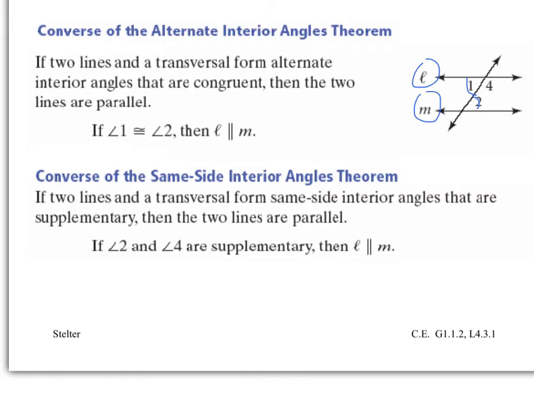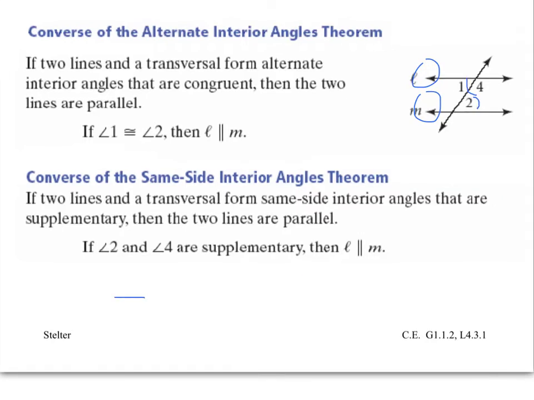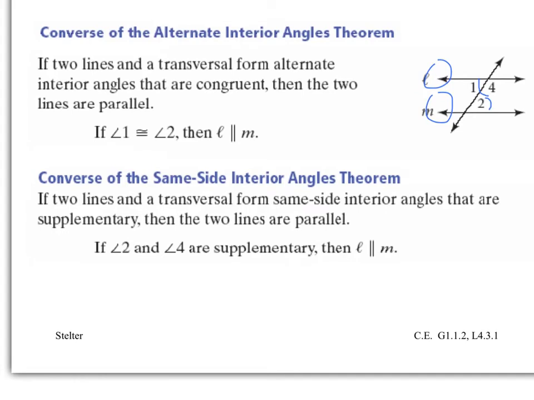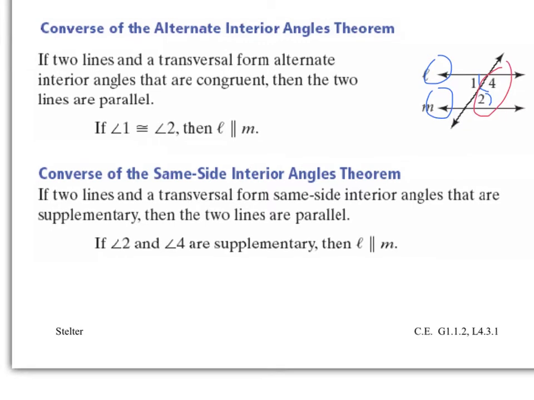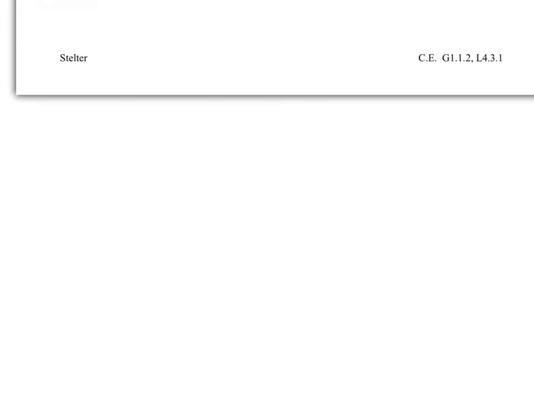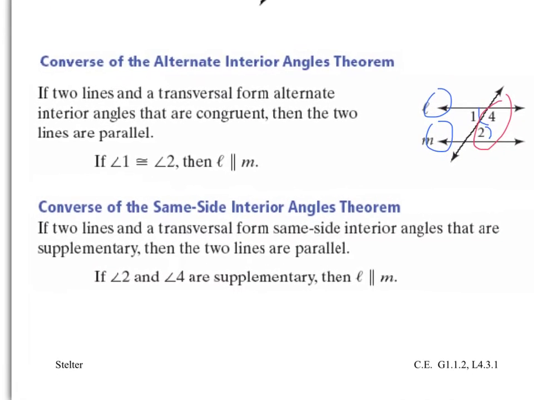Converse of same side interior angles, same thing. If in the same pictures we were just using, angles 2 and 4 are supplementary, because remember same side interior angles are supplementary, so if they add up to 180, then lines L and M must be parallel because that's the only time that would happen. Again, pause me because you have more to write than I do. I figure you would just appreciate not having to read my handwriting.